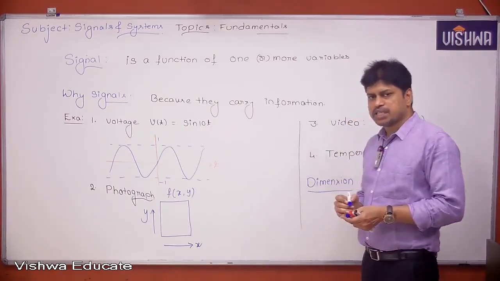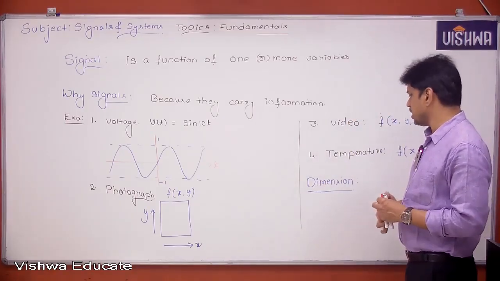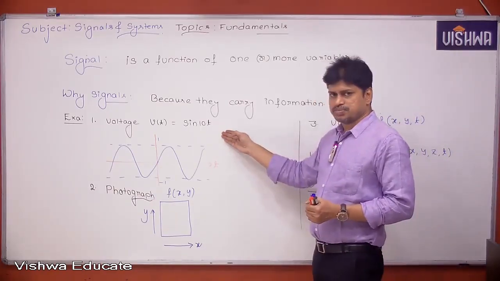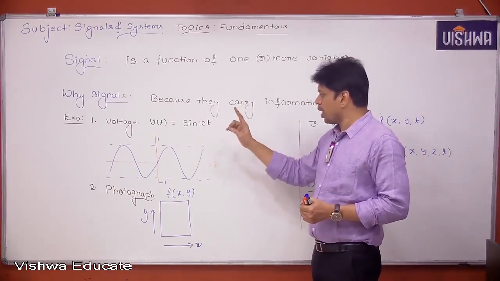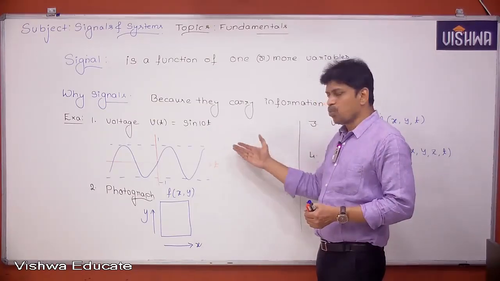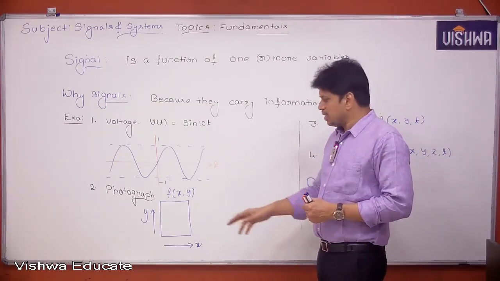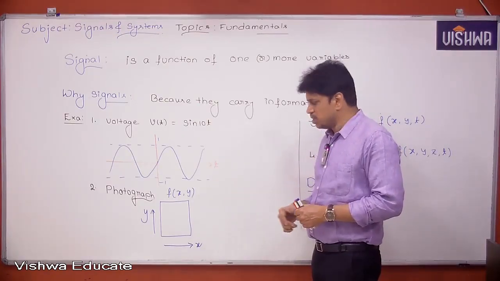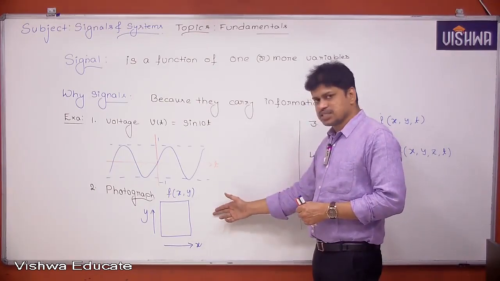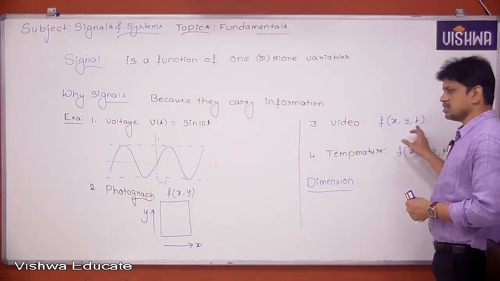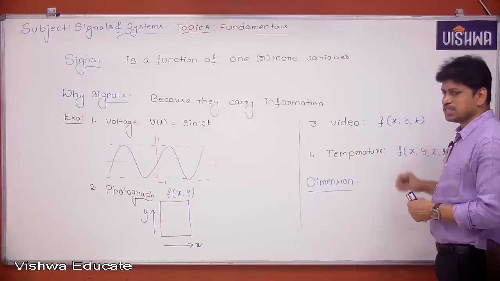What do you mean by dimension of a signal? So from here itself I will say, suppose voltage signal is a function of one variable which is nothing but t. So I can simply say it is a one-dimensional signal. And let's say photograph, it is a function of two variables which are nothing but x and y. So I can say this is a two-dimensional signal. If I say video, it is a function of x, y and t. I can simply say it is a three-dimensional signal.